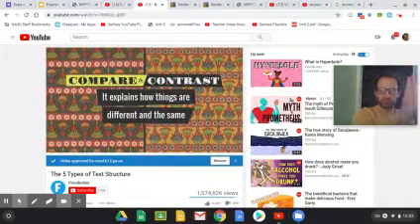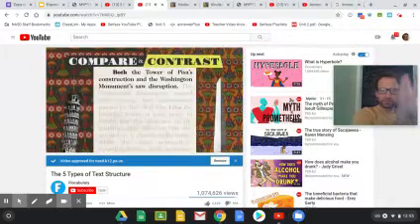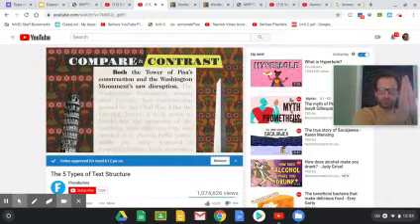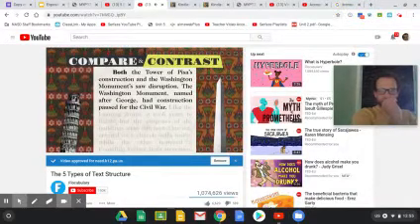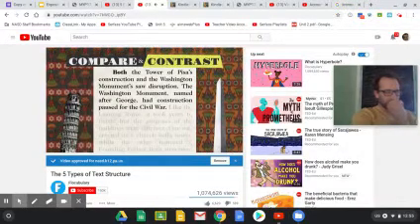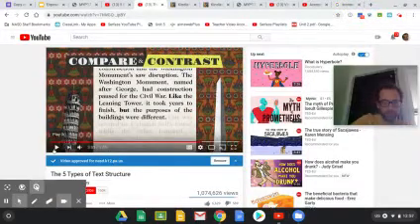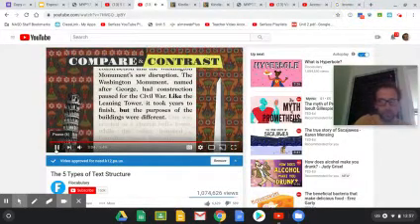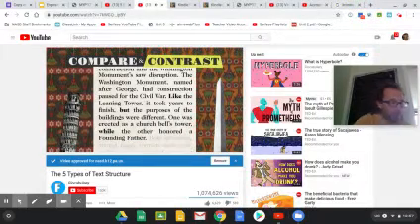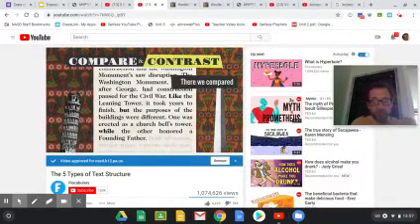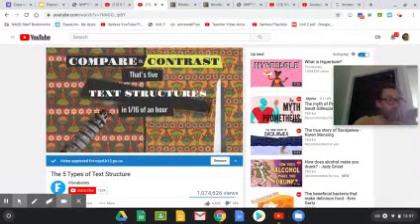It explains how things are different and the same with the words in bold I'm about to say. Both the Tower of Pisa's construction and the Washington Monument saw destruction. The Washington Monument, named after George, had construction paused for the Civil War. Like the Leaning Tower, it's a bit alike, but the purposes of the buildings were different. One was erected as a church bell's tower, while the other honored a founding father. There we compared the 2 different towers. That's 5 text structures in a 16th of an hour.